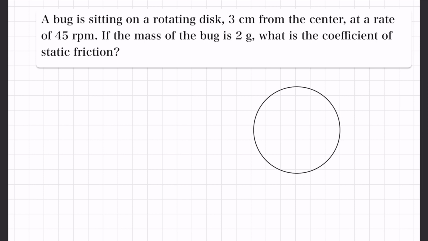There we go. And we'll put our center here. We'll say our bug is about here, and this distance is going to be our radius. So this guy will be traveling on a smaller circle within the bigger circle of the disk.